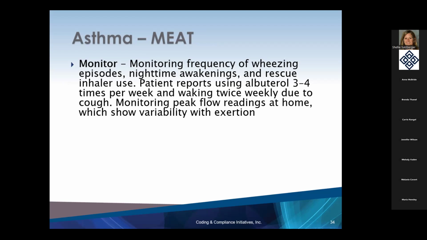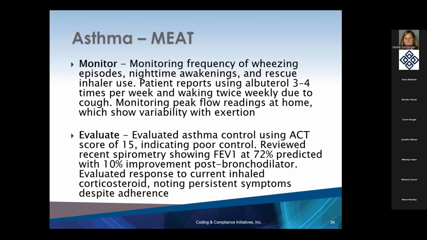Sometimes monitoring is looking at recent test results. Asking about contributing factors: maybe they're a smoker or they're around smoke exposure too. So when we're thinking about monitoring, what it shows is we're tracking symptoms, triggers, frequency, all of that. Evaluation: so evaluating the asthma control, you might have an ACT that was done that day.